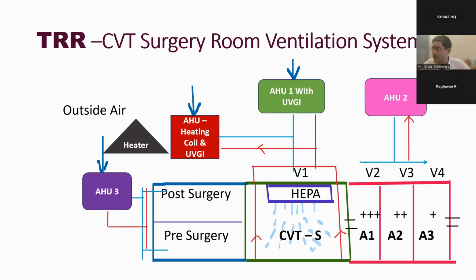Here UVGI is not required. But where we are saying that 40 ACPH is mentioned for AHU1, it will have a reduced air change rate, not 40, 20.